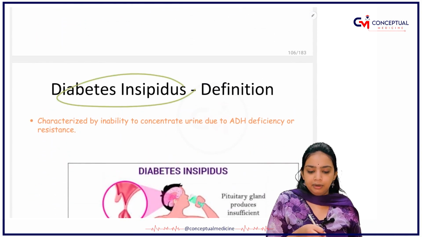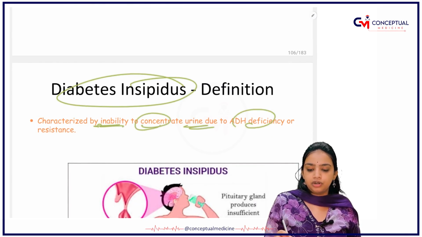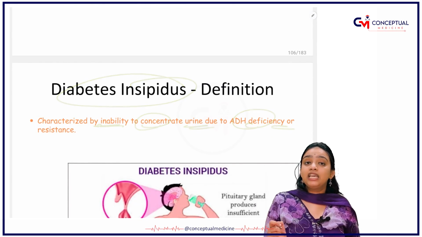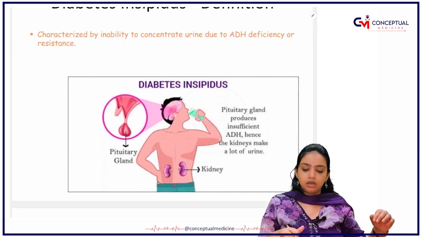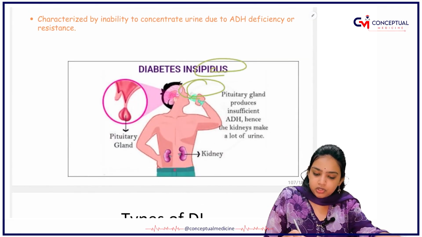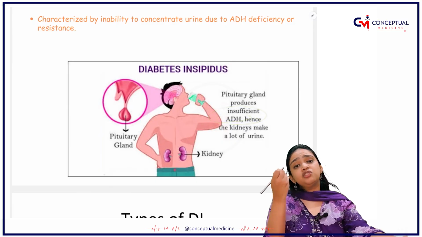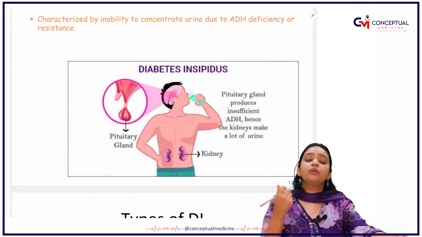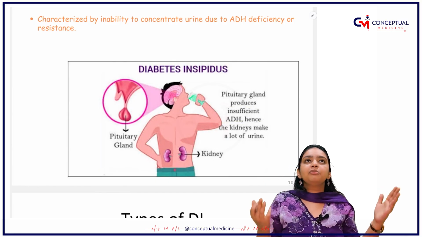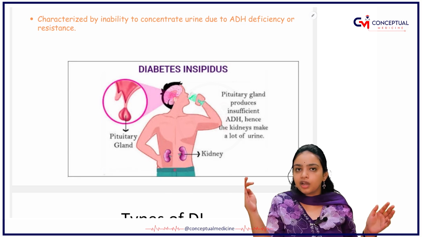Let's talk about diabetes insipidus. It is basically the inability to concentrate urine due to ADH deficiency. In this figure, the person is drinking a lot of water, but what is happening? My ADH hormone is not sufficient, so it is not able to concentrate the urine. My brain is not getting the signal that I need to excrete the urine out, right?